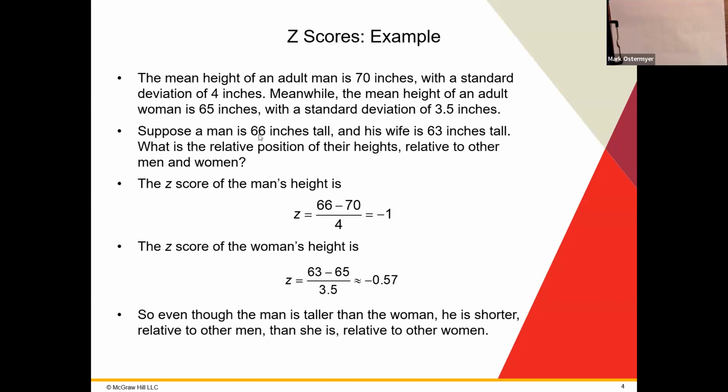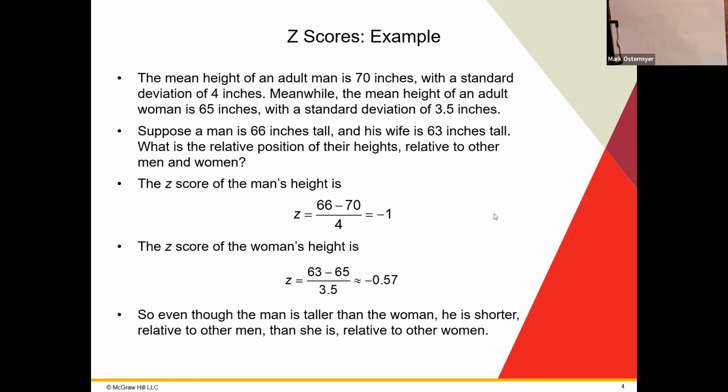So bottom line, ladies and gentlemen, is this. Although yes, the man is taller than the woman by 3 inches, as far as their relative tallness is concerned with their particular data set here, it appears that this man that's 66 inches tall would be shorter for the men data than the woman who is 63 inches tall for the women's data.